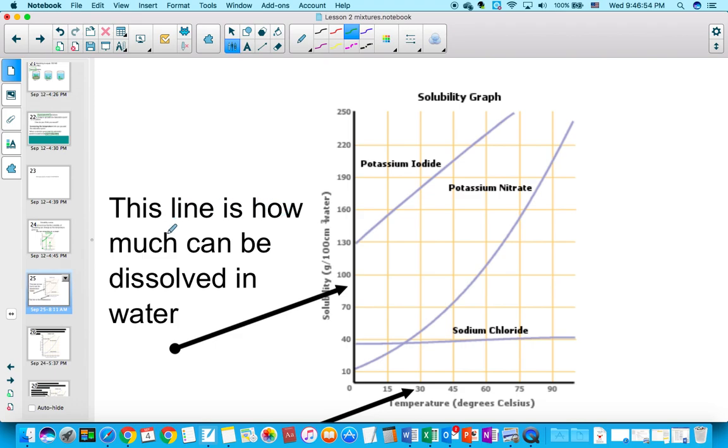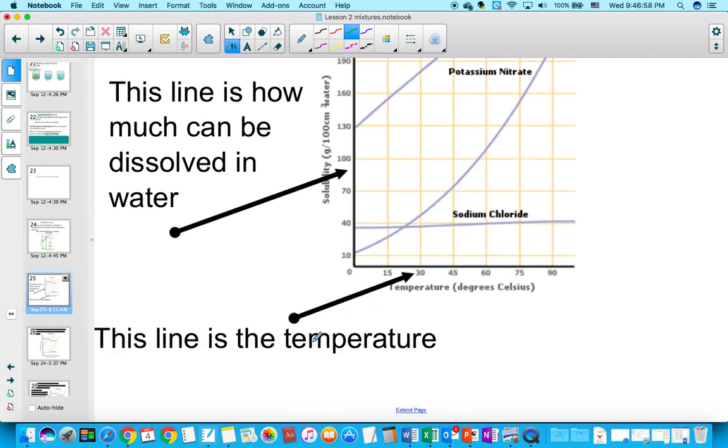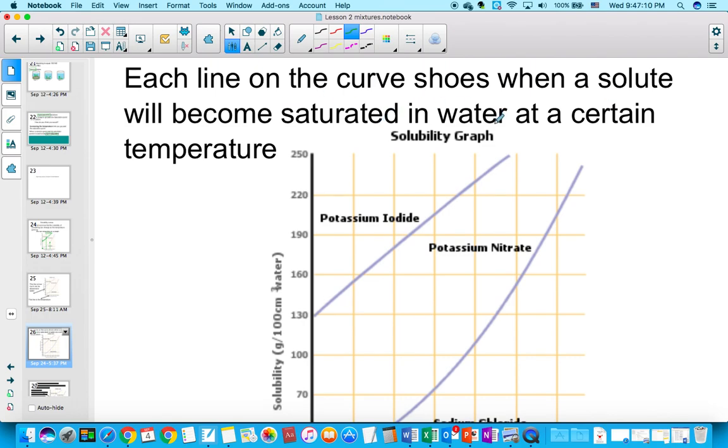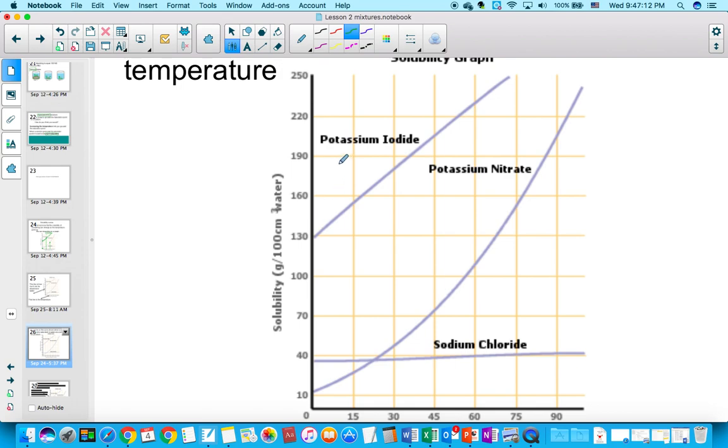So this line shows how much can be dissolved, right? And this line represents temperature. Each line on the curve shows when a solute will become saturated in water at a certain temperature. So again, at 0 degrees, this chemical is saturated at this point. But at 30 degrees, it jumps up much higher. So this used to be the maximum at 0, but at 30 degrees, this is the new maximum you can add.